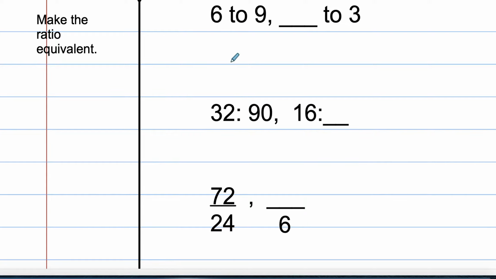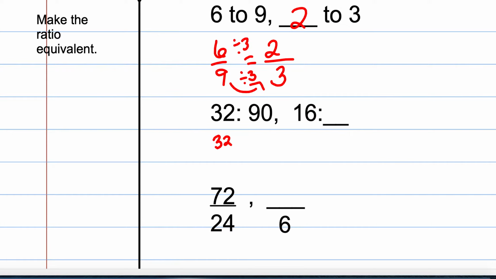All right, let's see how you did. I like to write them as fractions. 6 is to 9, as something is to 3. How did I go from 9 to 3? I divided by 3. So 6 divided by 3 is 2. So my 6 is to 9 as 2 is to 3.